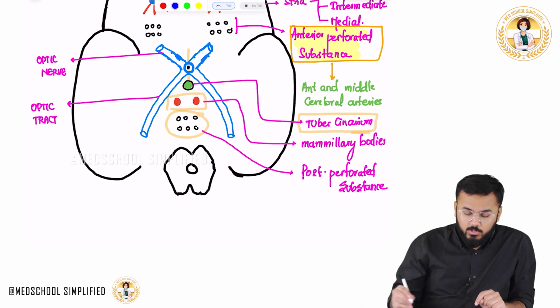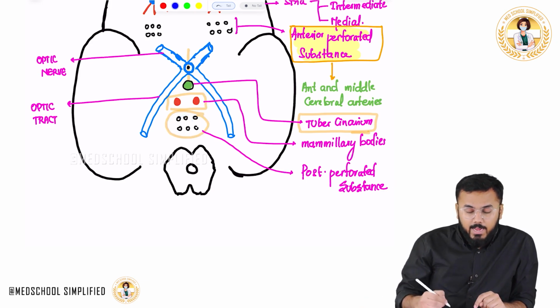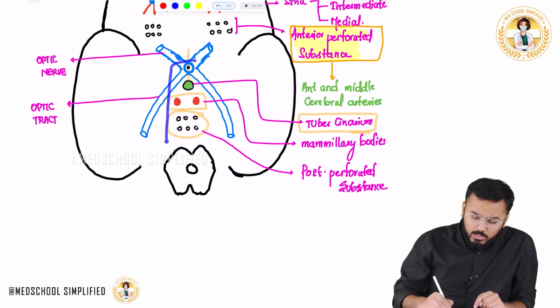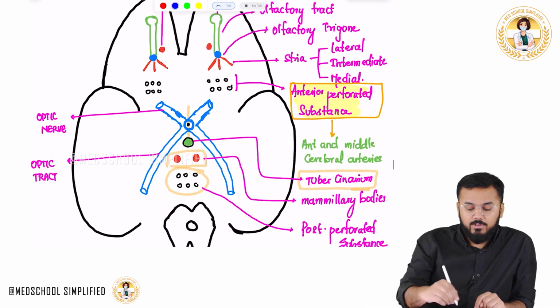Behind the two mammillary bodies what do we have? This is called what? The posterior perforated substance. And behind that what do we have? We have the midbrain. So I just want you to remember these things, because we will draw them right now. This is the inferior surface.